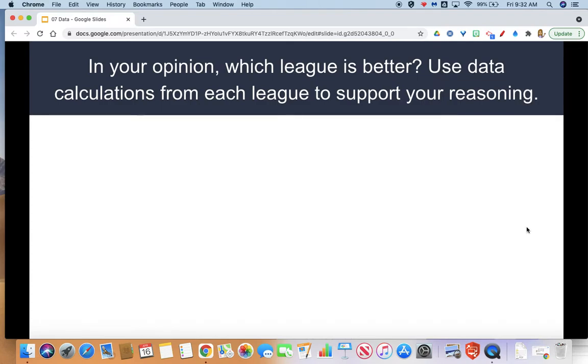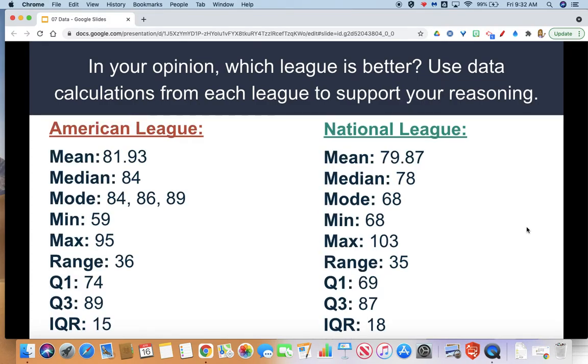In your opinion, which league is better? The American League or the National League? Use data calculations from each league to support your reasoning.